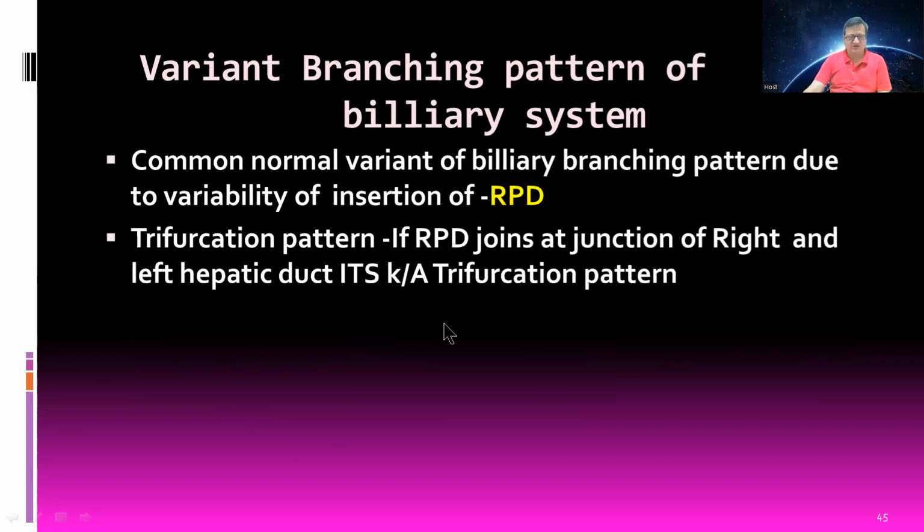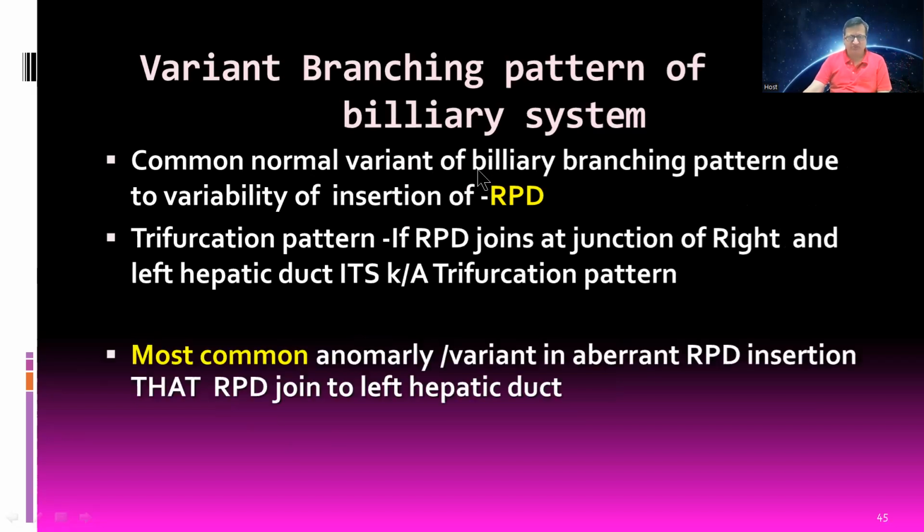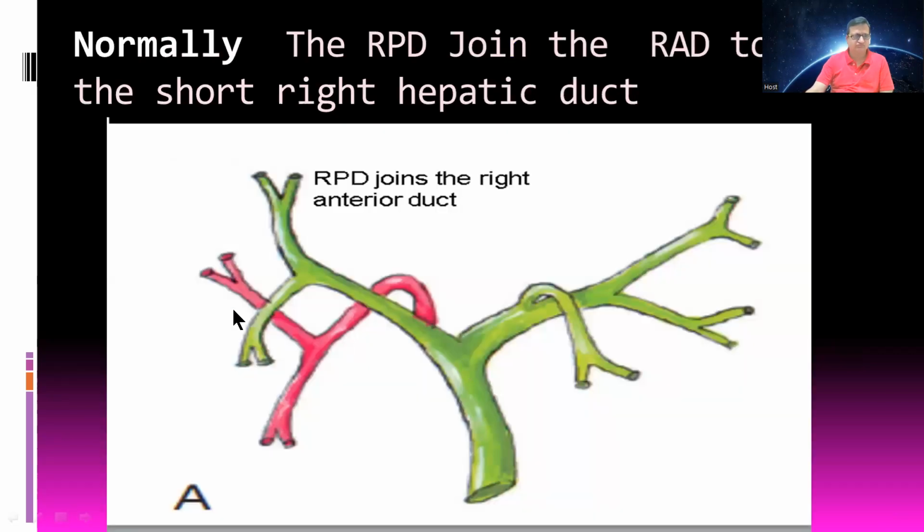Some variations are there. The common normal variant of the biliary branching pattern is due to variability in insertion of the right posterior duct. The right posterior duct joins at different levels, which forms the variation of the branching pattern of the biliary tree. The most common variant is aberrant insertion that joins the left hepatic duct. So this is the normal pattern, where the right posterior duct joins the right anterior duct to form the short right hepatic duct.